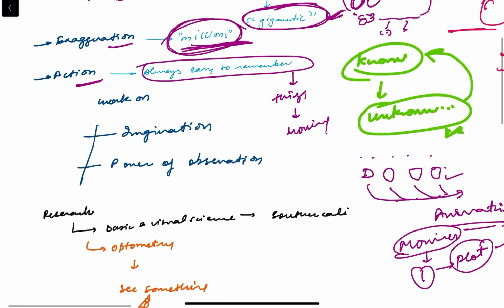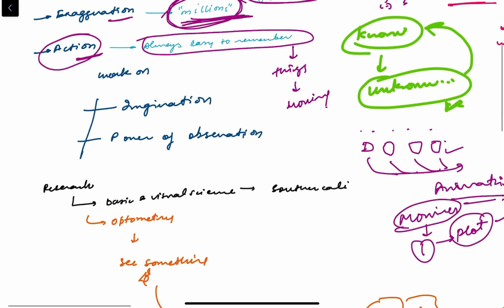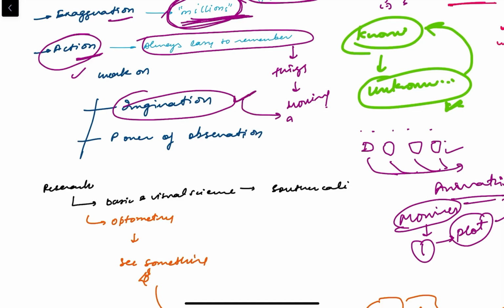Why? Because of action. Also, one more very important thing is that you should involve as many senses as possible whenever you are imagining something in order to memorize it. For example, I will take an example later.